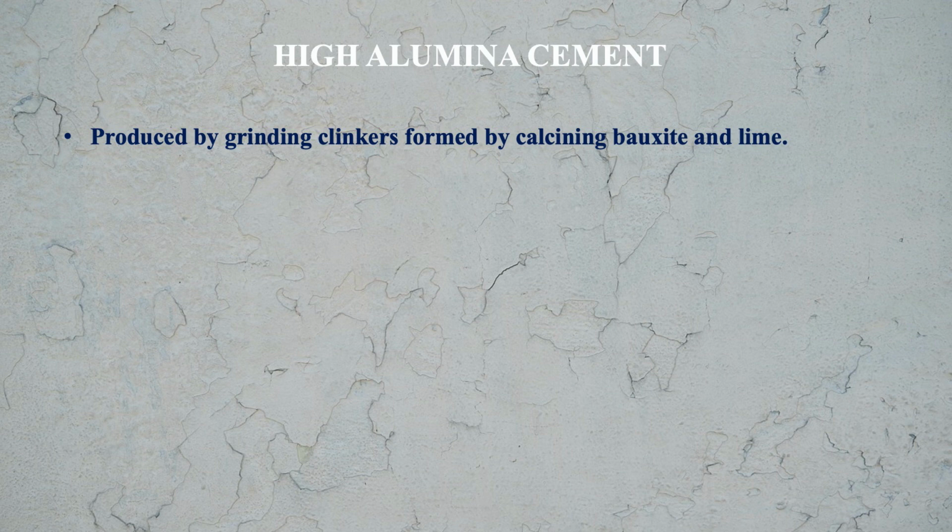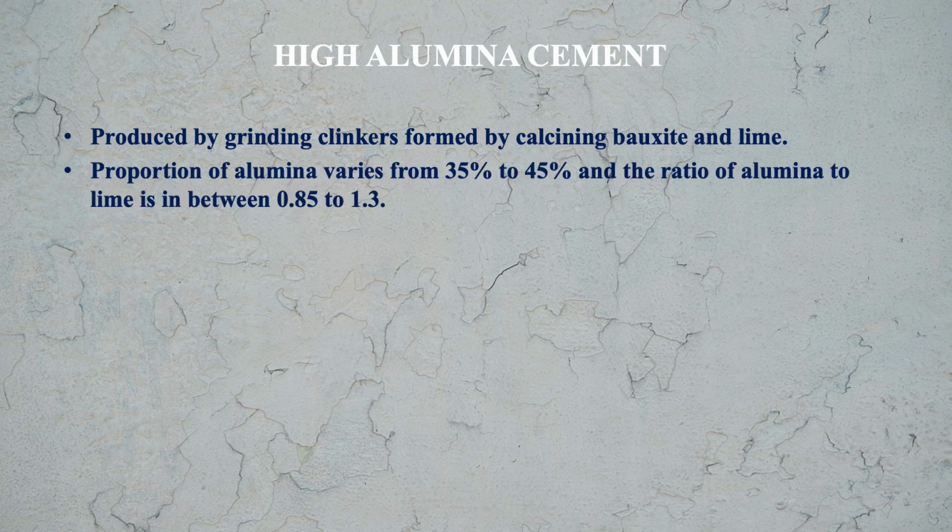Next is high alumina cement. High alumina cement is produced by grinding clinkers formed by calcining bauxite and lime. Bauxite is an ore of aluminium. The proportion of alumina varies from 35% to 45%, and the ratio of alumina to lime is between 0.85 to 1.3. These are the proportions.